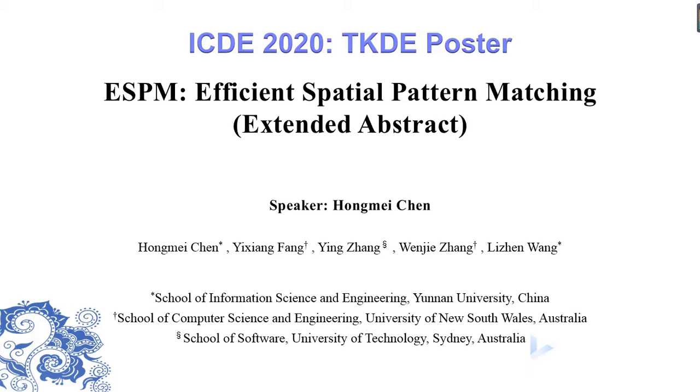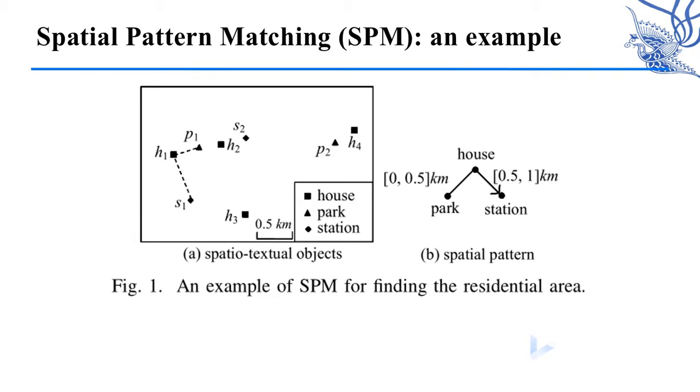The title of our paper is ESPM, Efficient Spatial Pattern Matching. Spatial Pattern Matching, SPM for short, uses a pattern to capture users' intention and aims to efficiently enumerate all the matches of the pattern from a set of spatial textual objects.